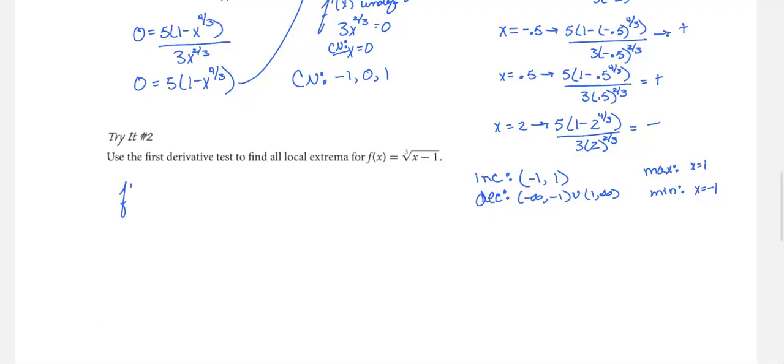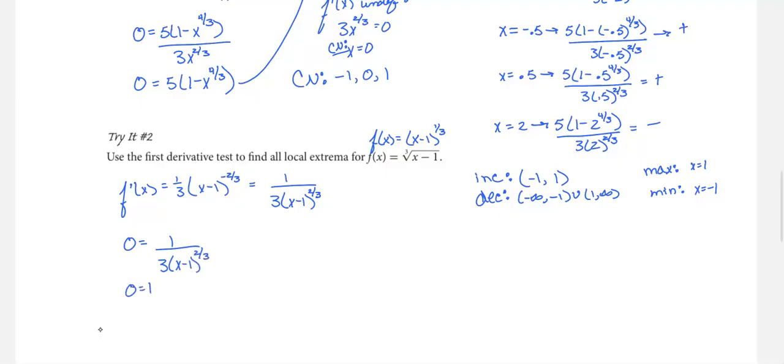So we're going to take the derivative. So this function could be written as x minus 1 to the 1/3. So we're going to bring that exponent down, subtract 1 from the exponent, and I'm going to rewrite that as 1 over 3 times x minus 1 to the 2/3. To find critical numbers, we're going to set that equal to 0.